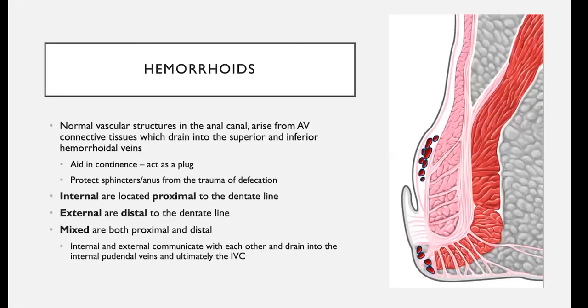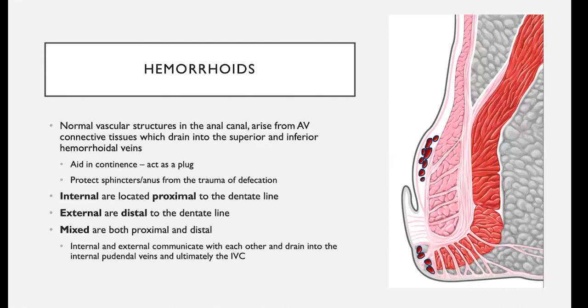All right, moving on, I think to the last topic, hemorrhoids. So hemorrhoids are normal vascular structures in the anal canal arising from arteriovenous connections, and they drain into the superior and inferior hemorrhoidal veins. Like we mentioned before, they actually do aid in continence and they act as a plug.